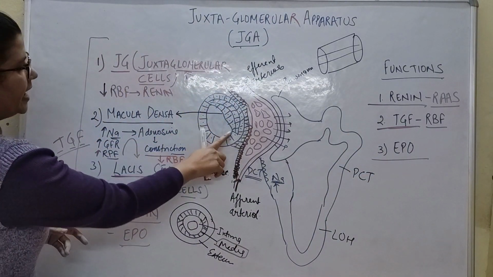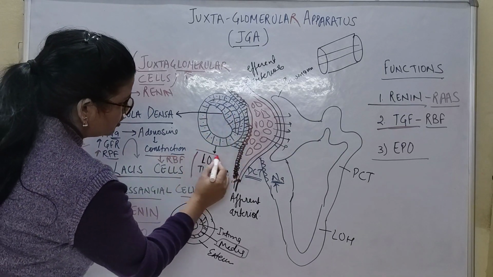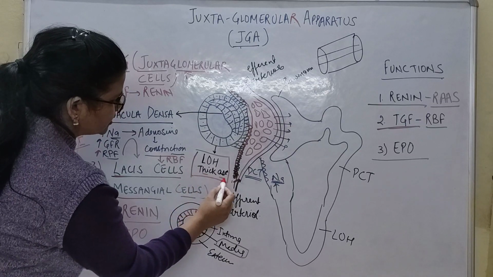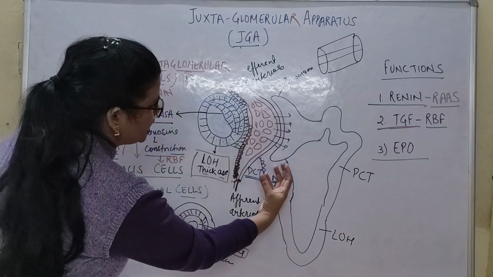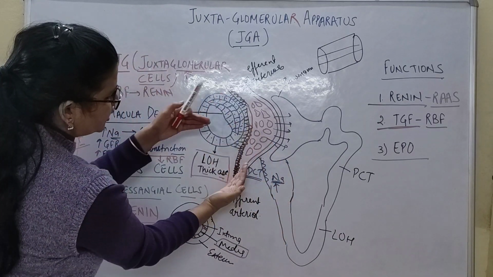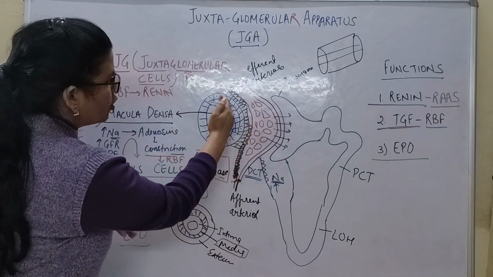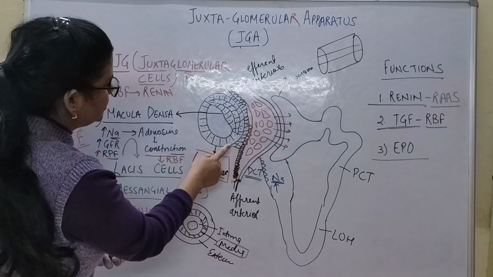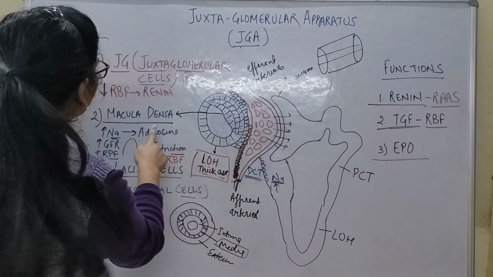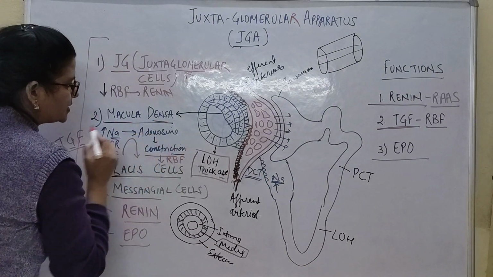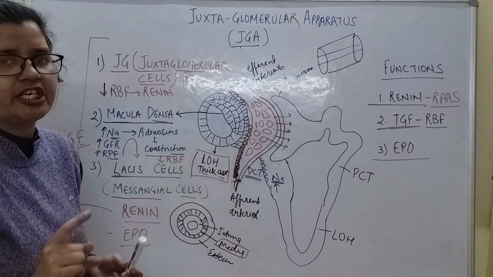Then the next is, you can see here the tubule is drawn, and this is the loop of Henle, the thick ascending loop of Henle. What happens when this thick ascending loop of Henle comes in contact with the afferent and efferent arteriole is that this layer gets modified. You can see this is a single layer and these are modified layers. These modified layers are called macula densa, the second component of JGA.